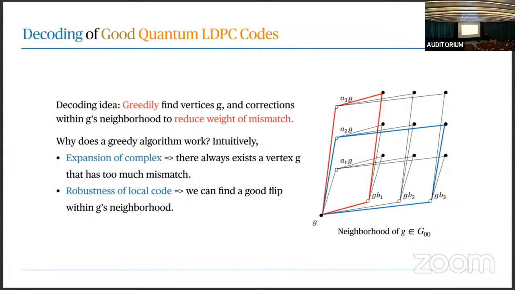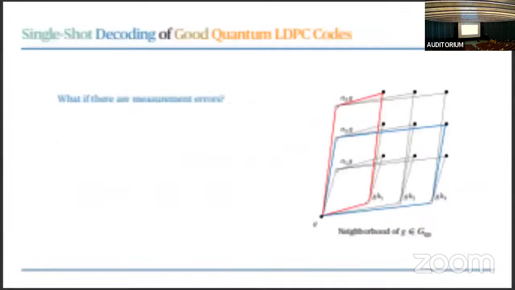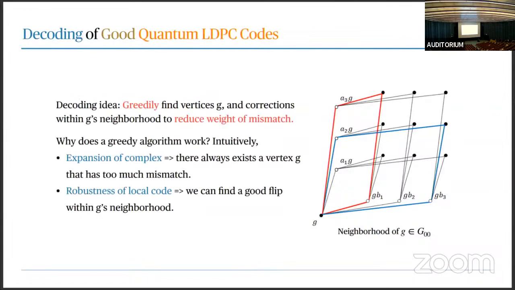I'll use this really nice property to say I can always find a good flip that will reduce the weight in this local region of the mismatch vector. So with these two really, really important and nice properties of the quantum Tanner codes, and also of all the asymptotically good codes that we know so far, we're able to do this decoding algorithm greedily so that at the end, you are left with a valid correction and you can correct linear weight errors.